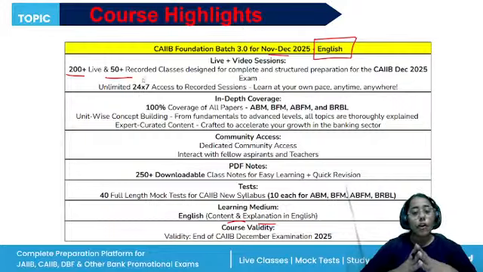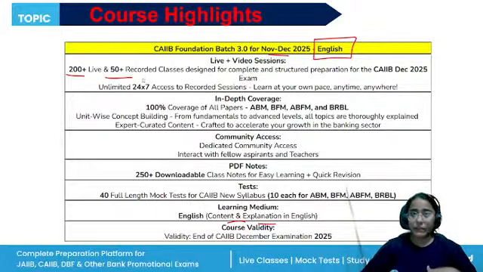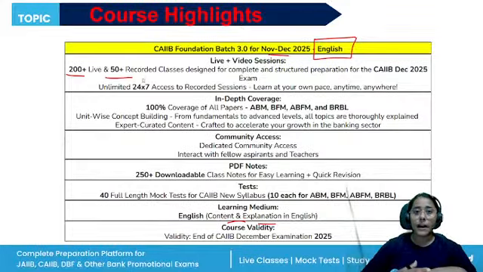100% coverage of all your four papers, and unit wise we will be first building a strong base, then we will move on to the advanced level preparation. So first we will cover all the units module wise, then we will focus on our exam and develop the exam specific knowledge that will help you qualify the paper in this very cycle.